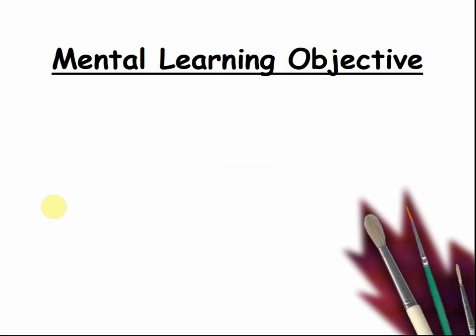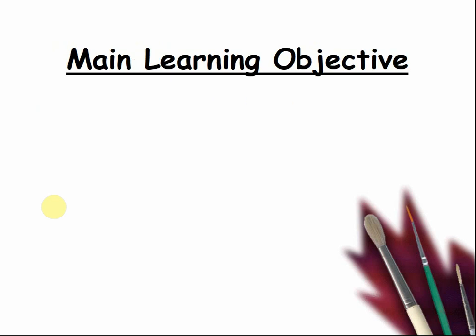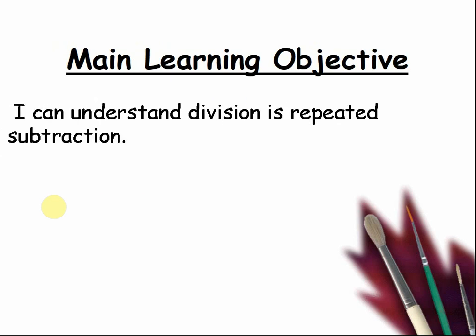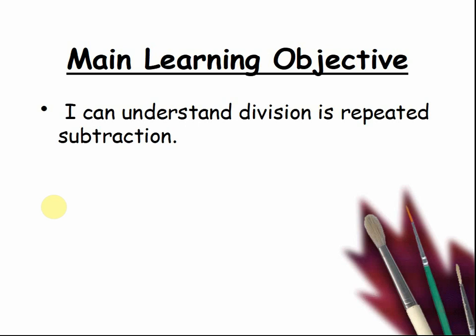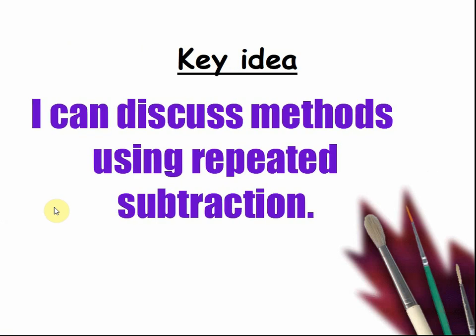The mental learning objective was, I can count forwards and backwards in 9s and 12s. Main learning objective: I can understand division is repeated subtraction. I know 2 methods of repeated subtraction. The key idea today is I can discuss methods using repeated subtraction.